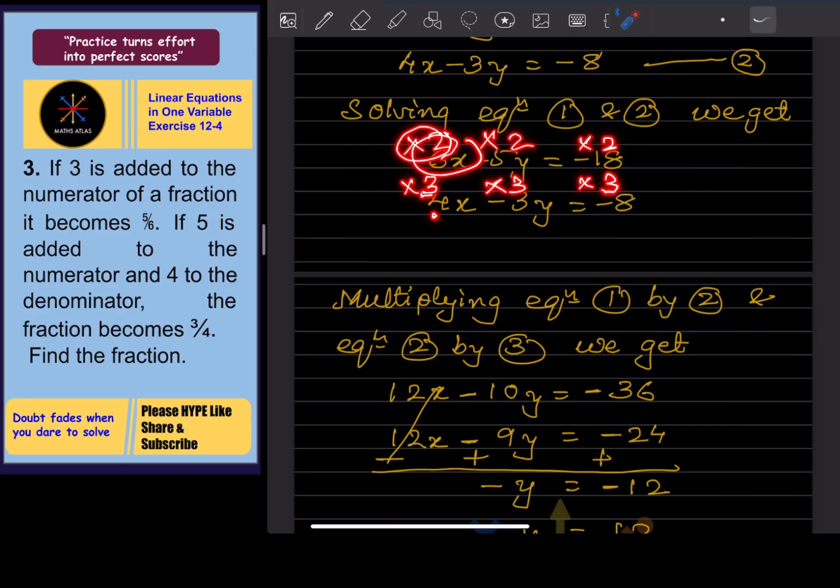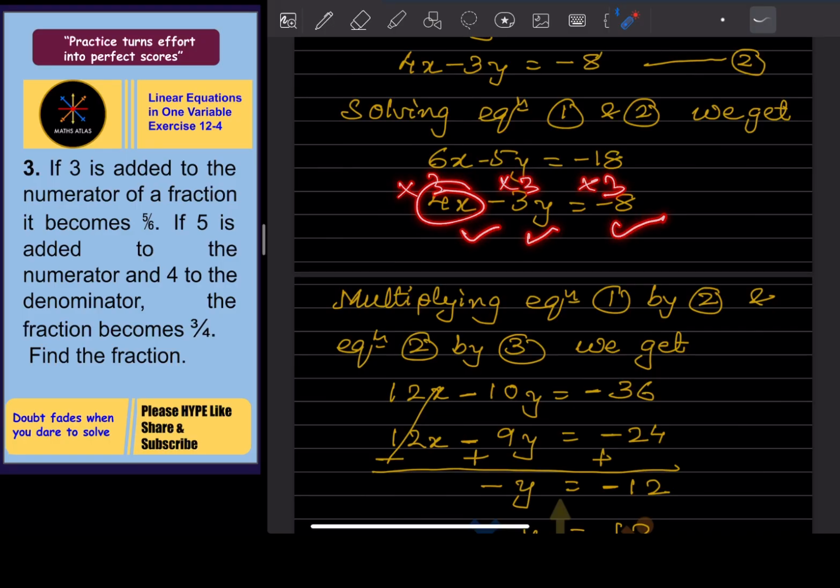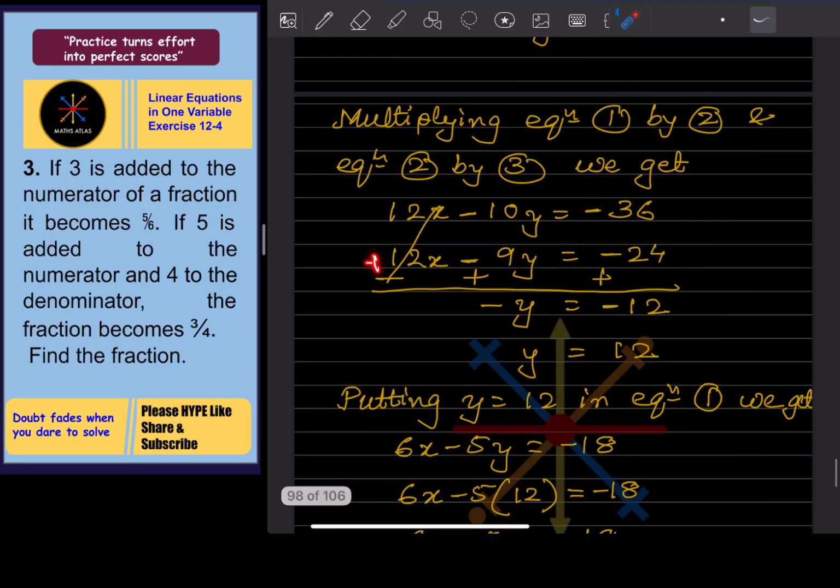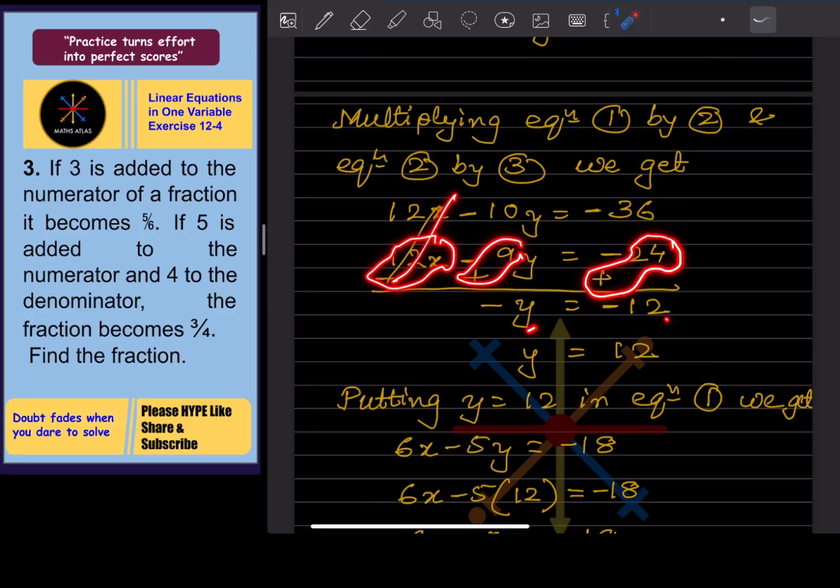So same thing, this is going to be 12x minus 10y is equal to minus 36 and this is multiplied by 3. So this is going to be 12x minus 9y is equal to minus 24, which is given here. So now this is going to be minus, minus, so plus, minus, so plus. So we are going to look at the new sign, so this gets cancelled out. Again here minus 10 plus 9, which will be minus y. For this new sign, minus 36 plus 24, which is going to be minus 12. Both the sides there is minus means that gets cancelled out, so y is going to be 12.